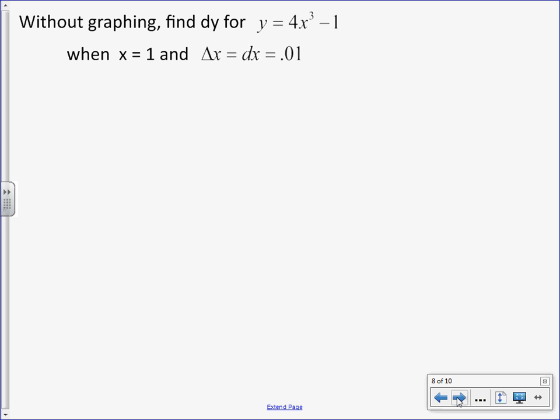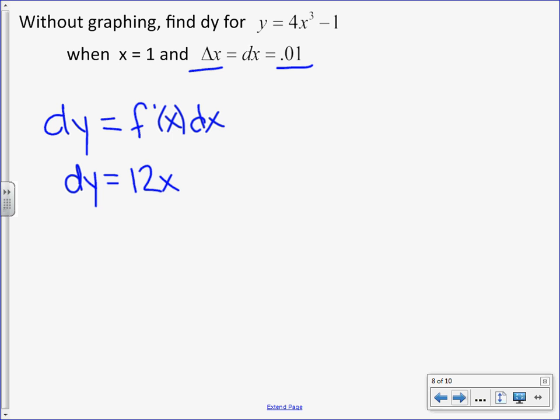One that we haven't done. So y equals 4x cubed minus 1, when x is 1, and our change in x is delta x, which is 0.01. So we want dy. And how do we find dy? What is f prime of x? 12x squared evaluated at 1. And then times dx, 0.01. So what's dy?